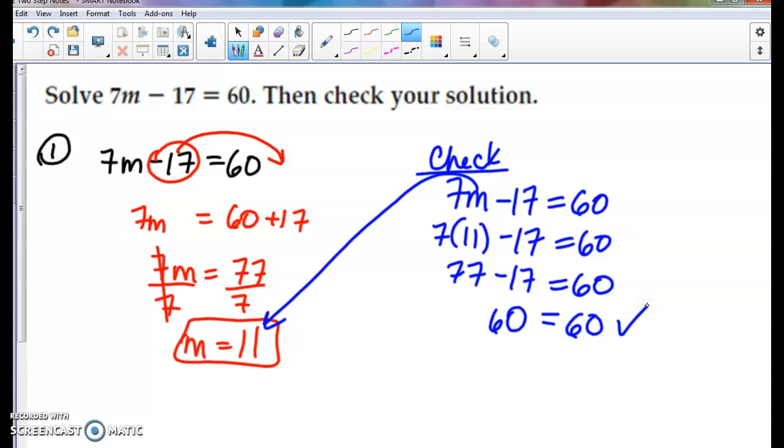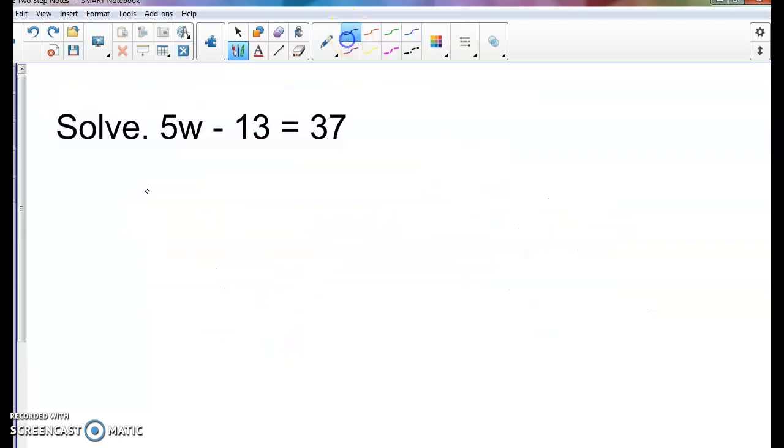We'll see our next example. Alrighty, so example 2. For this one, we're just asked to solve, not to check it. We have 5w minus 13 equals 37. If you notice, it's really similar to the setup we had in our last example. So if you want to go ahead and try to work ahead of me, go ahead. If you need your steps, just stay right with me.